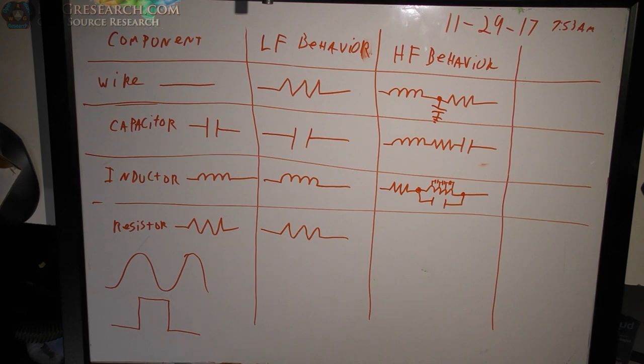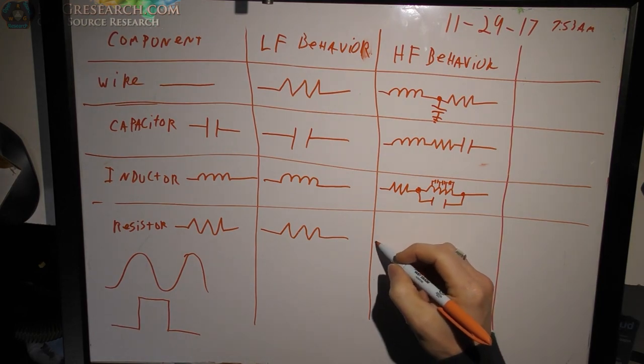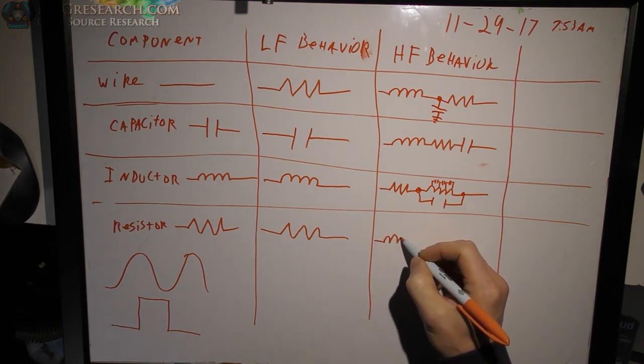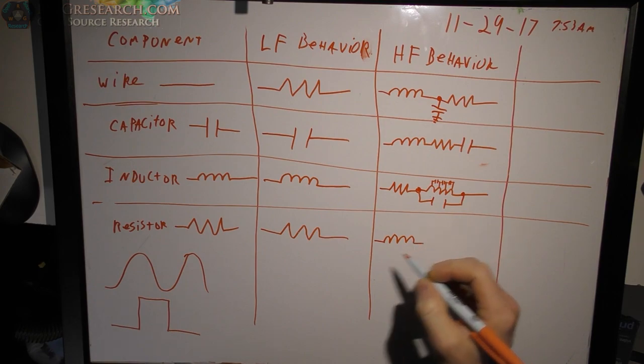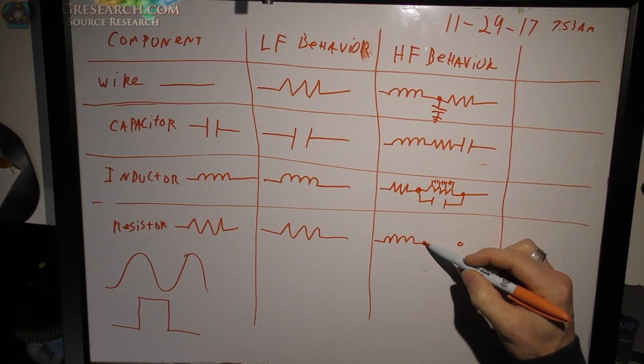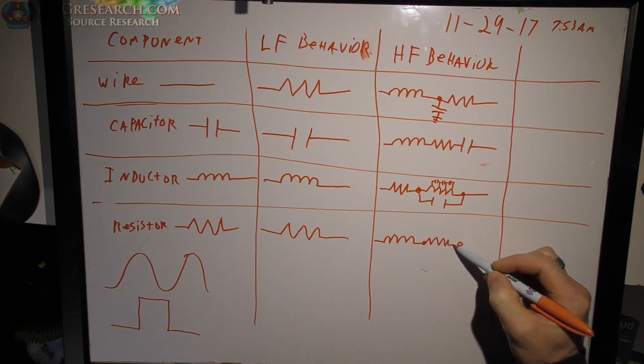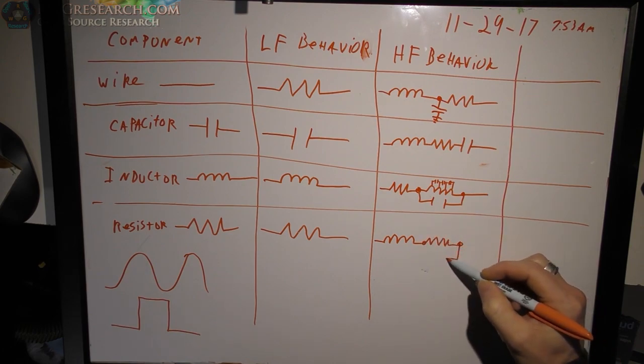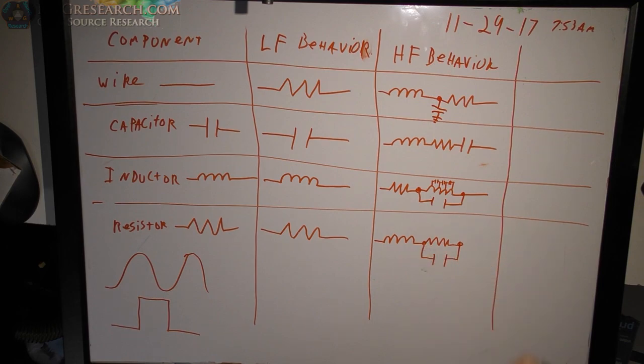What does a resistor look like? A resistor looks like inductance from the leads, and then it acts as its original component, a resistor, with capacitance across it.